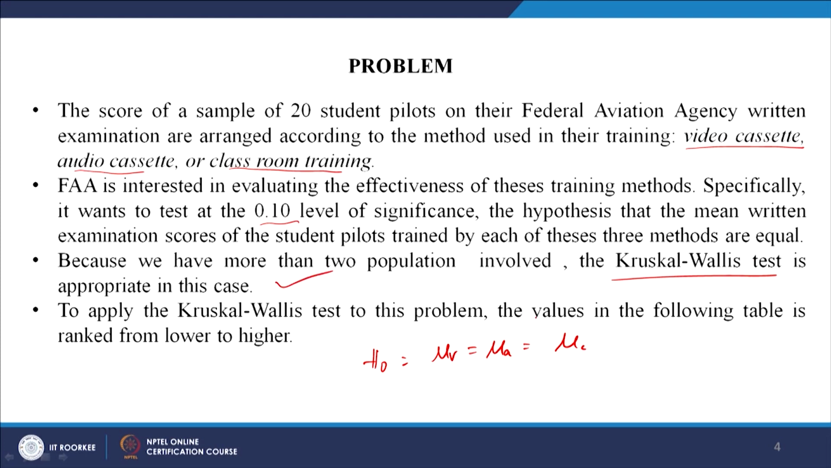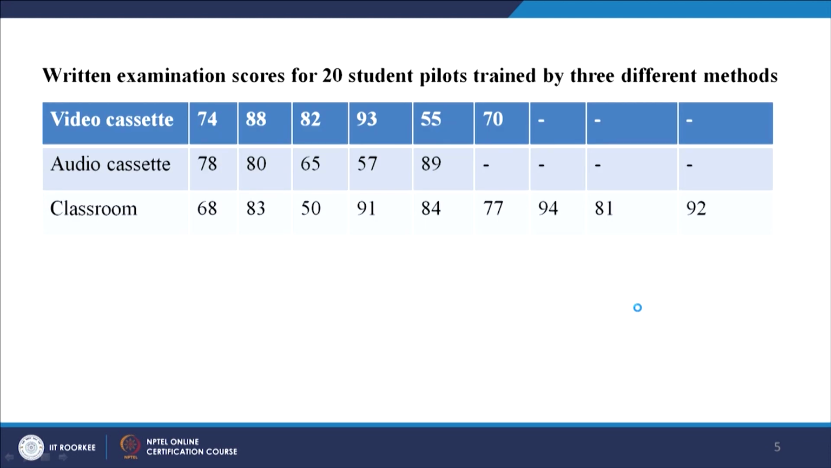The first thing is that the values in the following table are ranked from lower to higher. In the Mann-Whitney test also you had done some ranking. Video cassette: 74, 88, 82, 93, 55, 70, some values are given, the scores. People who follow the audio cassette method: 78, 80, 65, 57, 89. These values are not known to us for the classroom method, so these are the values given to us.